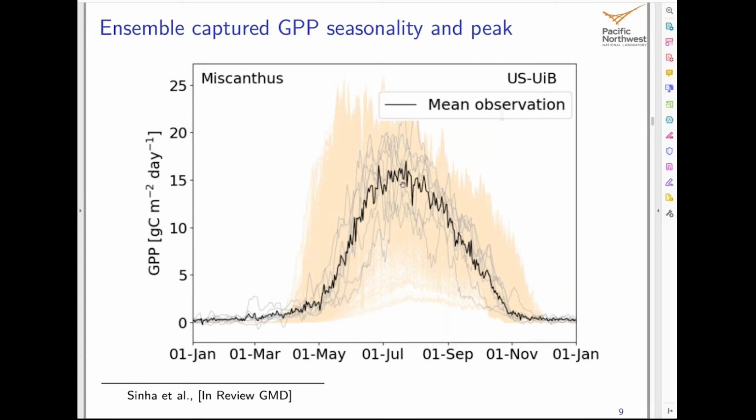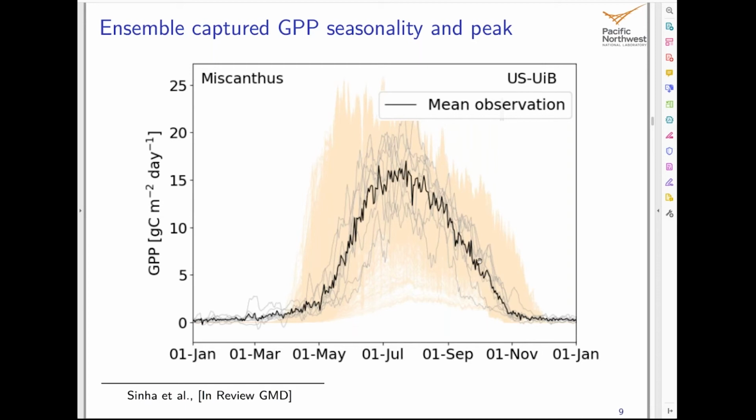The light orange shading in the background, or the yellow shading in the background, is representing the output of the ELM ensemble. So we ran 2,000 ELM runs, with those parameters randomly varying. And for each of the outputs, we took the average across the last 10 years. And those values are being shown here in this orange cloud.